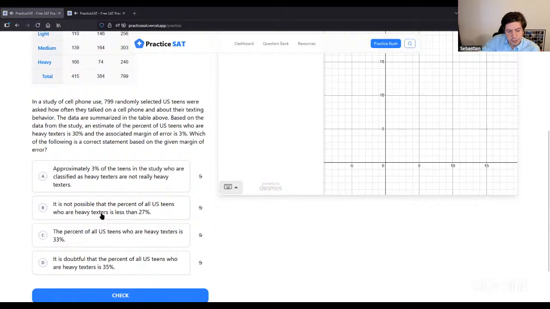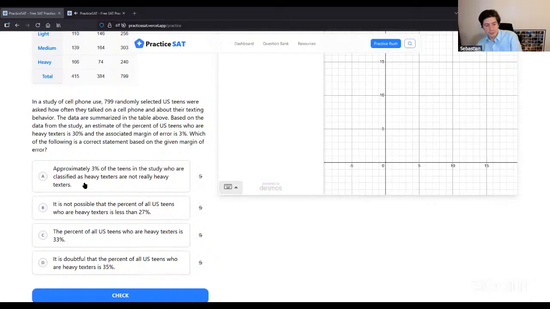So margin of error is just telling you the most likely range. The middle is 30% with a margin of error of 3. It should be between 27 and 33% most likely, but it's not guaranteed. So it's not going to be approximately 3% of teens in the study are classified as heavy texters. It's not going to be B.